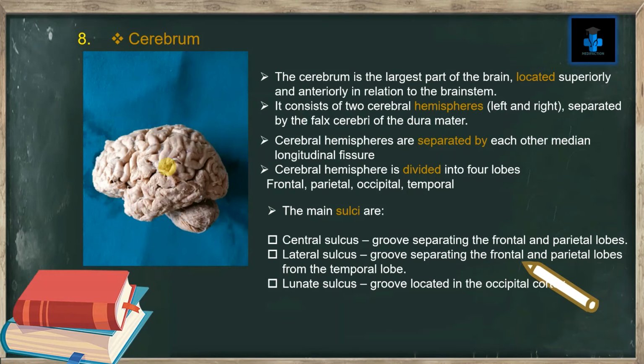Each cerebral hemisphere is divided into four lobes, namely frontal, parietal, occipital, and temporal. The main sulci are, first, the central sulcus, a groove separating the frontal and parietal lobe. The next sulcus is the lateral sulcus, which is a groove separating the frontal and parietal lobes from the temporal lobe. The third sulcus is the lunate sulcus, which is a groove located in the occipital cortex.